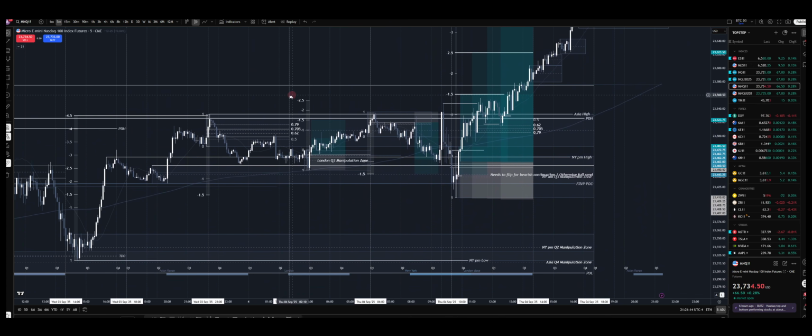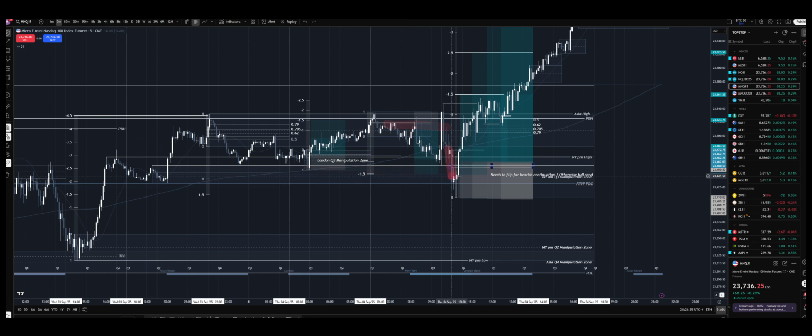So the main trade ideas for the day: we had the break here from Asia, and then we had our manipulation here from London. So we want to long that back up to the previous session high. Break down here, so we could look for shorts down to like London low, which didn't get hit here. That would have been stopped out.